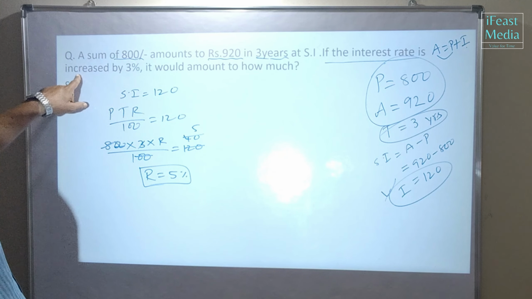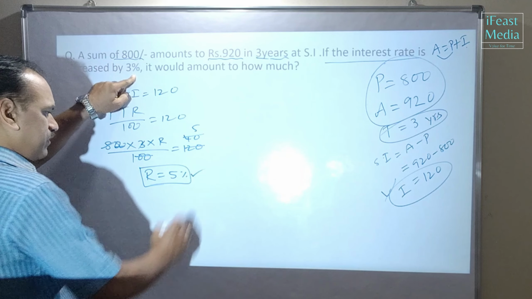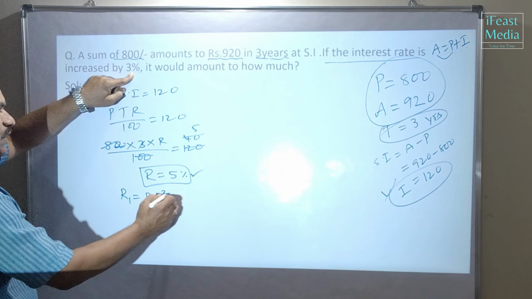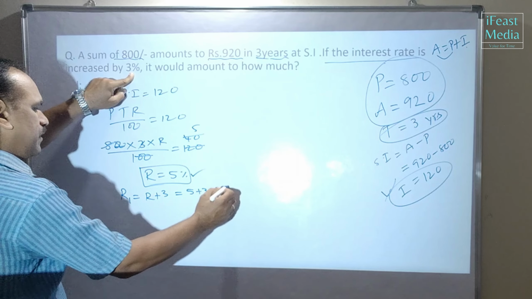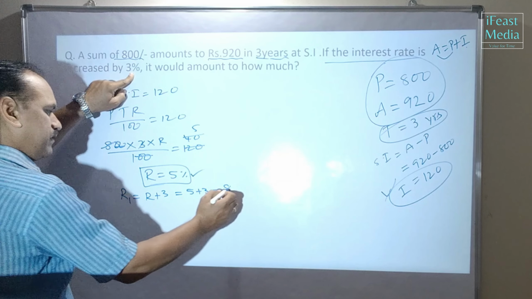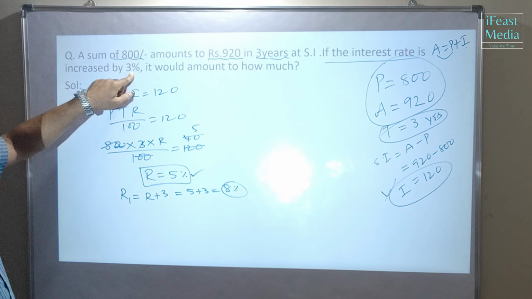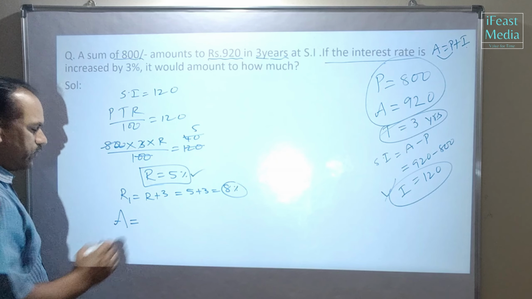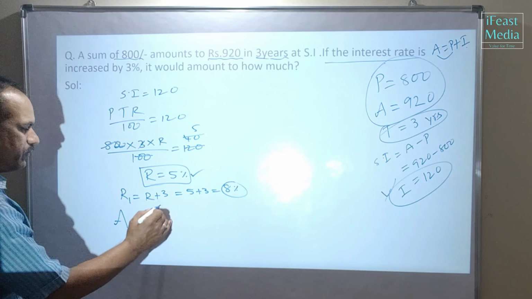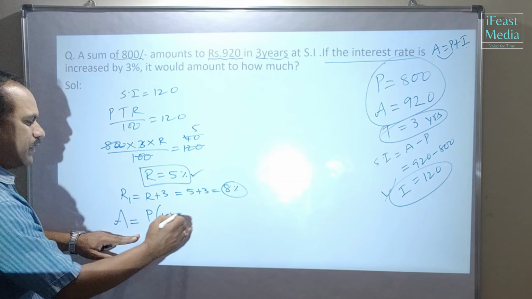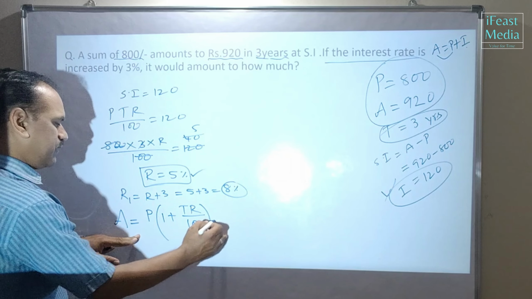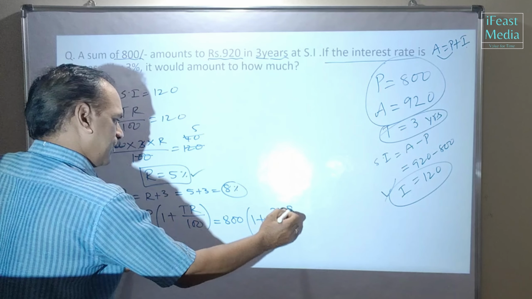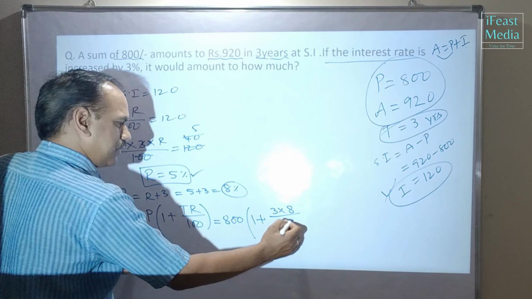Now rate of interest is also known. If the rate of interest is increased by 3%, so previously it is 5%, now the new rate of interest is increased by 3%, 5 plus 3, 8%. So new rate of interest is 8%. So with the 8% rate of interest, it would amount to how much? That means you are asked to find the amount with this rate of interest for the same principal. What is the formula of amount? P into 1 plus TR by 100, which is 800 into 1 plus same number of years, but rate of interest is 8 by 100.